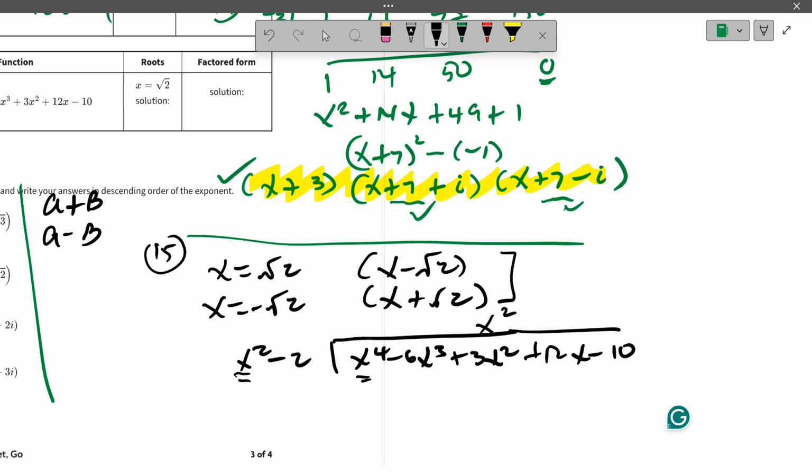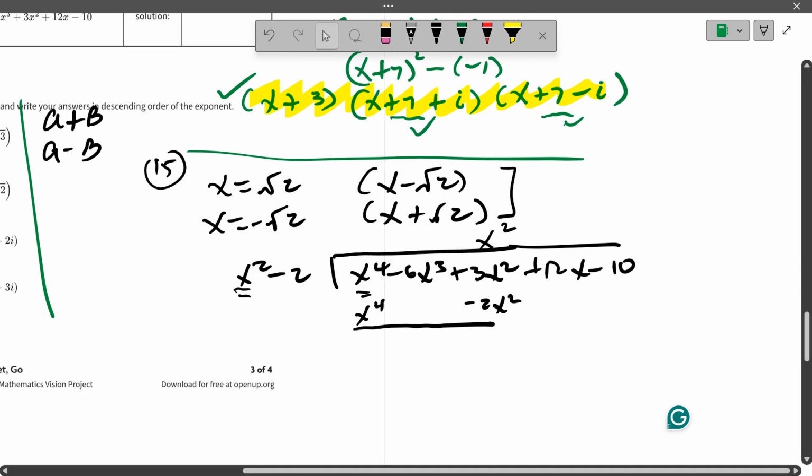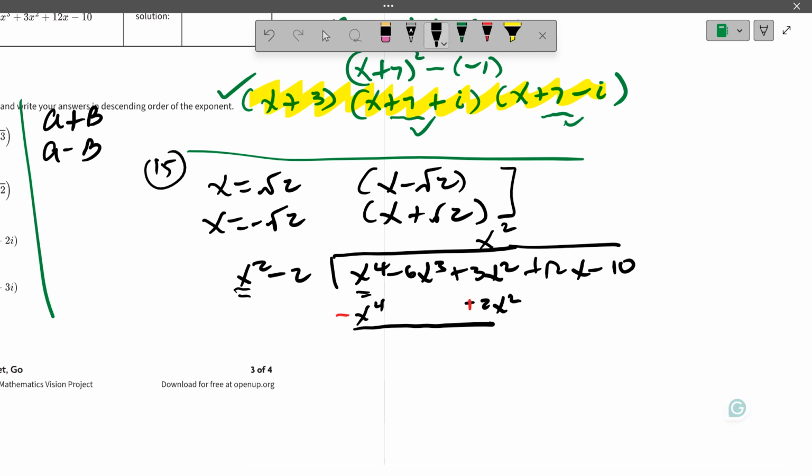x squared, right? I then multiply x squared by x squared minus 2 and align it underneath the terms that it's alike with. So the x squared times the x squared gives me an x to the fourth. The x squared times the negative 2 gives me a negative 2x squared right there. My memory aid right now is I say draw the line and change the sign, and then what I do is I add. So when I add these, the x to the fourths cancel out. I bring down negative 6x to the third. 3 and the 2 make 5x squared. And then I bring down my 12x.